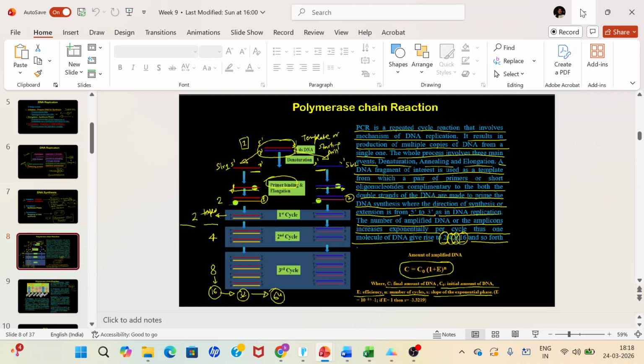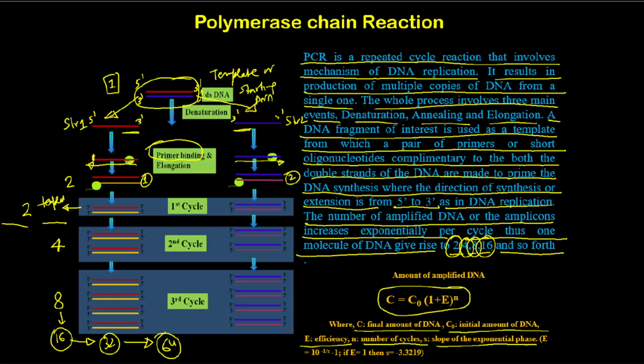So PCR is a repeated cycle reaction that involves the mechanism of DNA replication. It results in the production of multiple copies of DNA from a single one. Okay, एक single copy से कितनी सारी copies बन सकती हैं. And the whole process involves three main events: denaturation, annealing, and elongation.